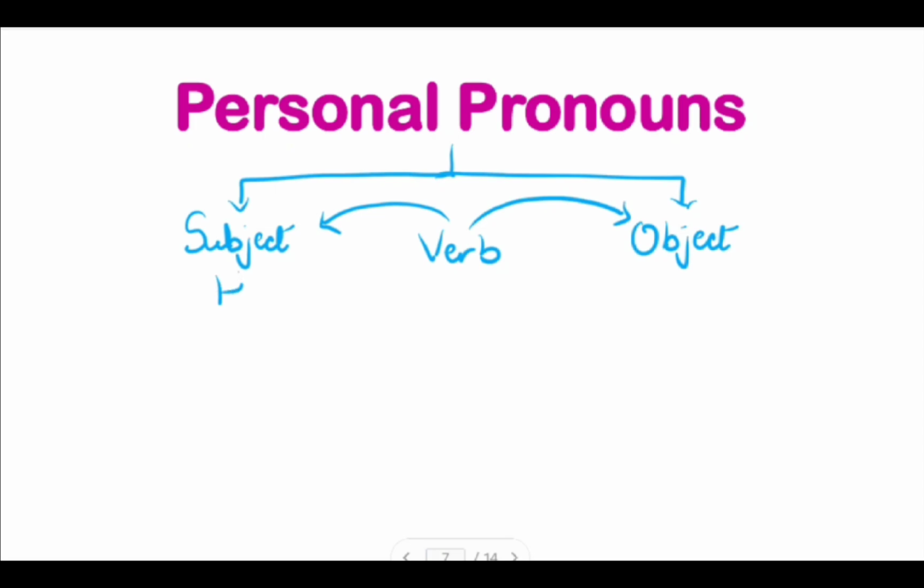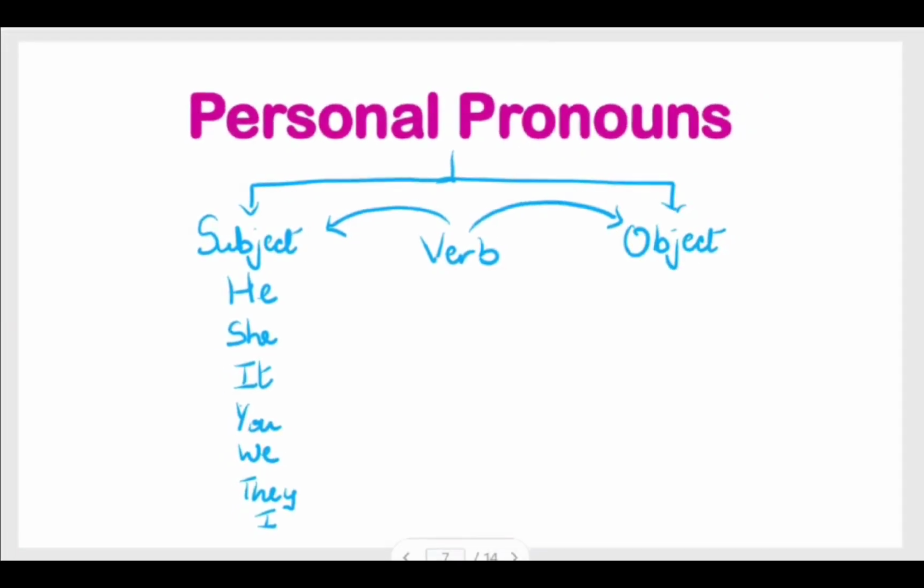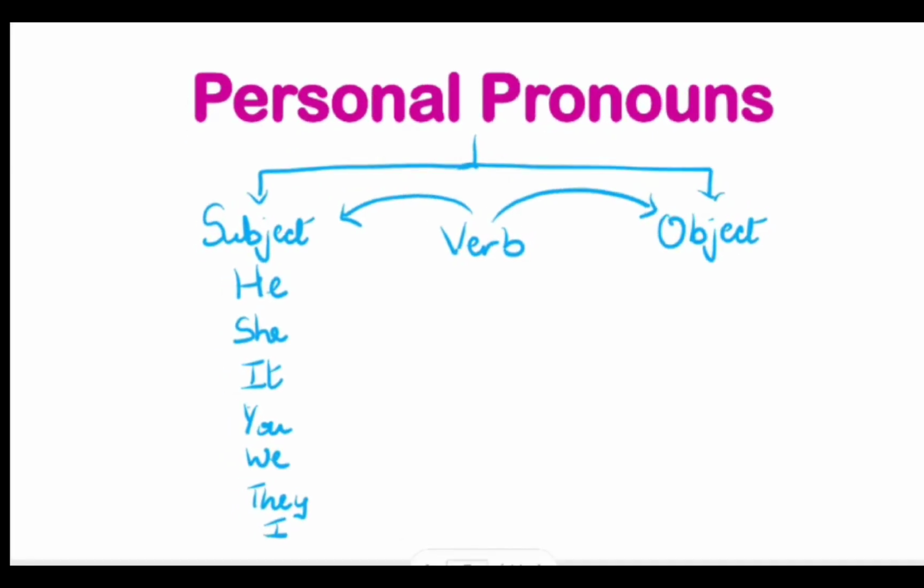And the list is he, she, it, you, we, they, and I. Yes, children, he, she, it, you, we, they, I, the same list. But now, when these words lie after the verb, they don't remain the same. They don't sound correct.